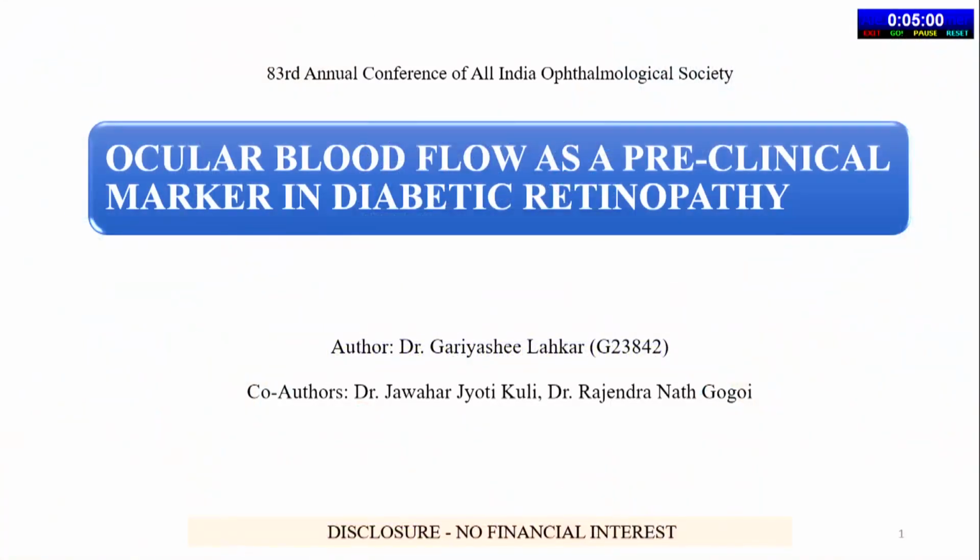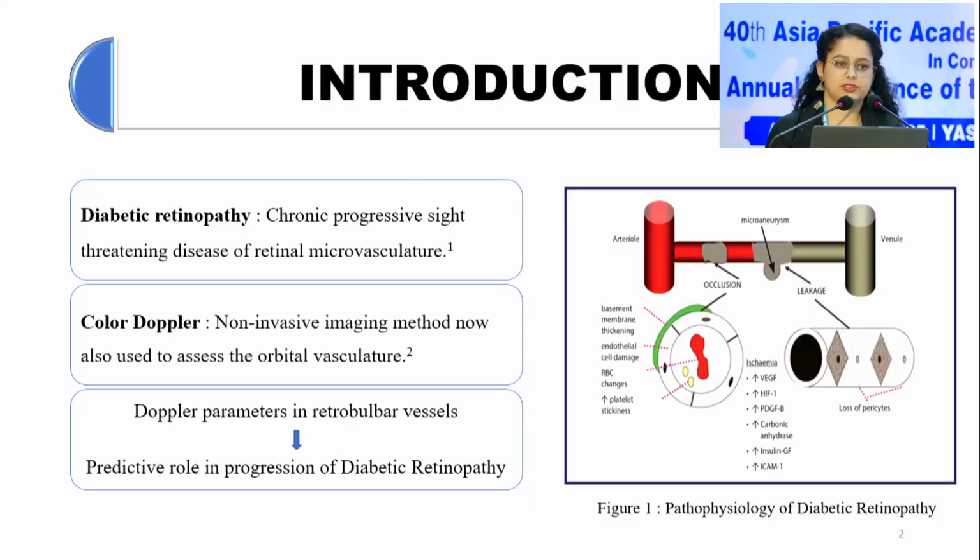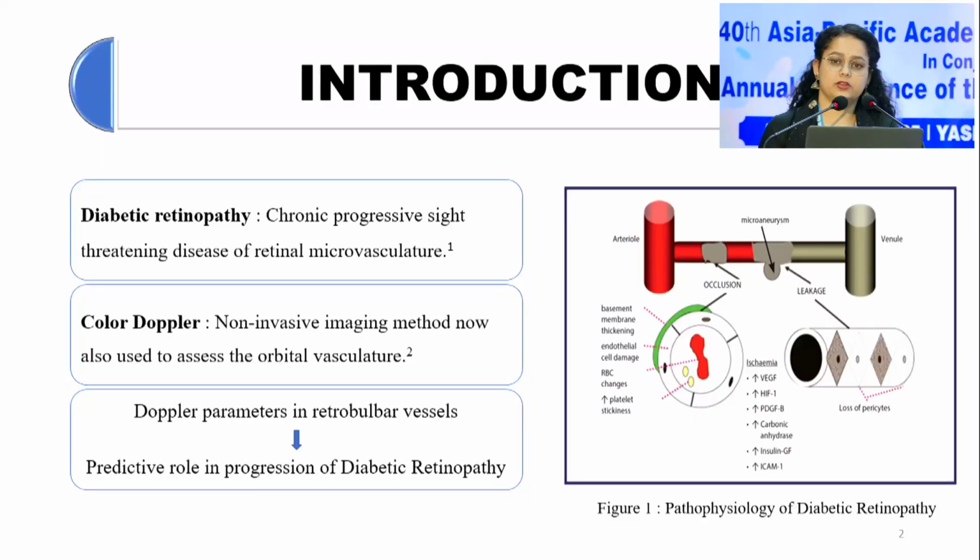I am Dr. Gariyashee, and I shall be presenting before you the topic ocular blood flow as a preclinical marker in diabetic retinopathy. In the early 2000s, we noticed several studies which investigated the relation of ocular blood flow with different eye diseases. Similarly, we have conducted a study to establish any correlation between diabetic retinopathy, which basically affects the retinal microvasculature, along with the retrobulbar circulation.